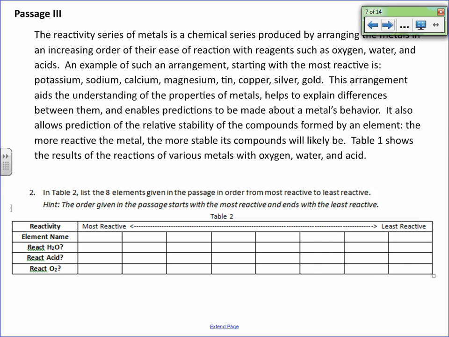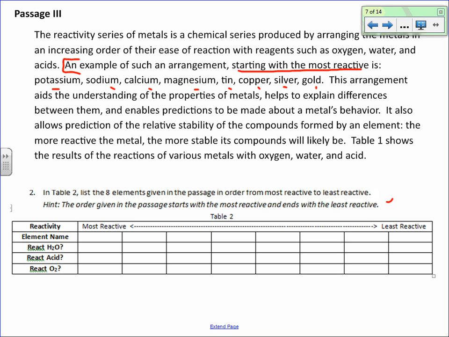Question 2 says in table 2, which is a table added on the back and was not actually part of the passage, this is a way for you to organize your thoughts. List the 8 elements given in the passage in order from most reactive to least reactive. I always suggest reading the hints. They're written there for a purpose. Remember, the order given in the passage starts with the most reactive and ends with the least reactive, so you don't have to figure it out. If you notice, it's in the 3rd sentence: an example of such an arrangement starting with the most reactive, and then it lists all of them in order.